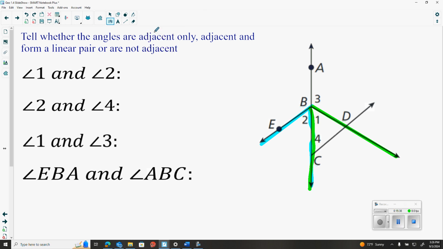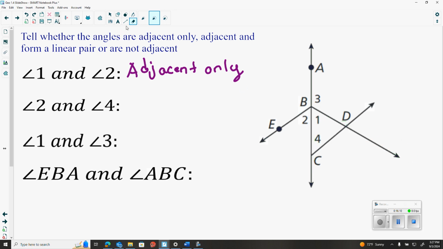All right, looking at it, are they adjacent? I would say they absolutely are because we have a common vertex right here. They share a common side, so they are adjacent. But do they form a linear pair? Do you see a straight line here? For a straight line, don't look at the common side. We have to look at just the blue or just the green. Do I see a straight line extending here? No, I don't. So these guys are just adjacent. Adjacent only. All right, so I'm going to go ahead and erase this.